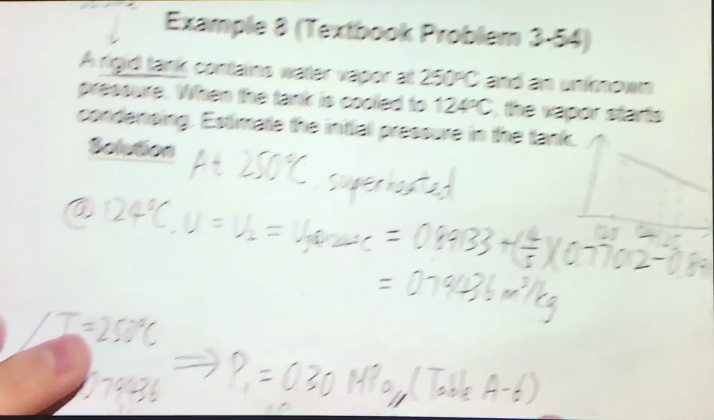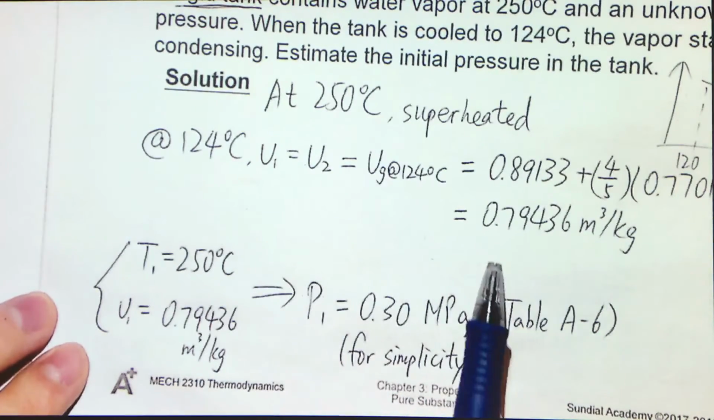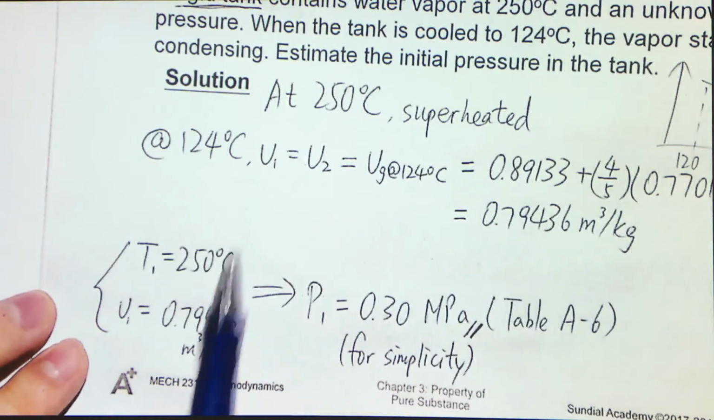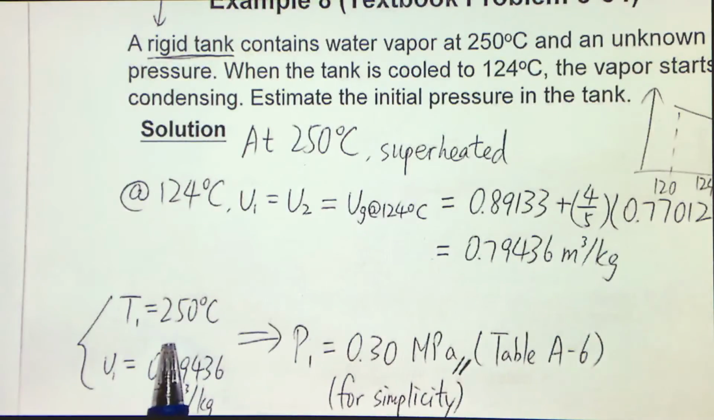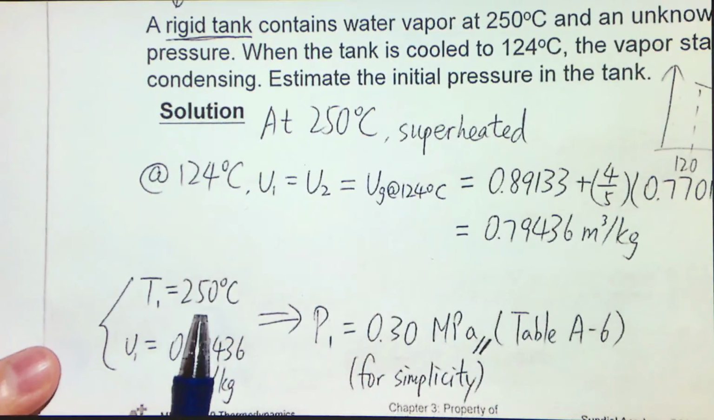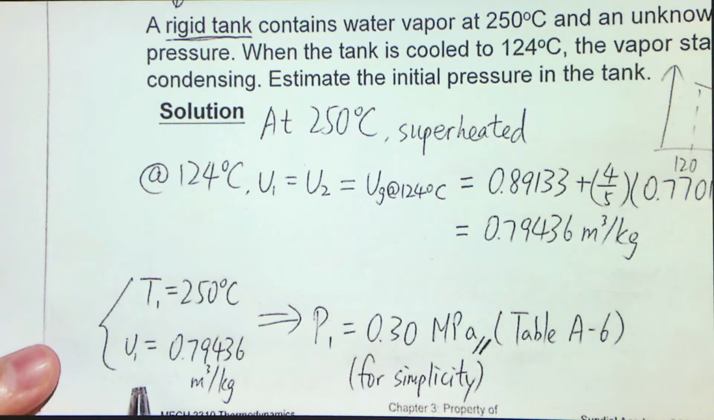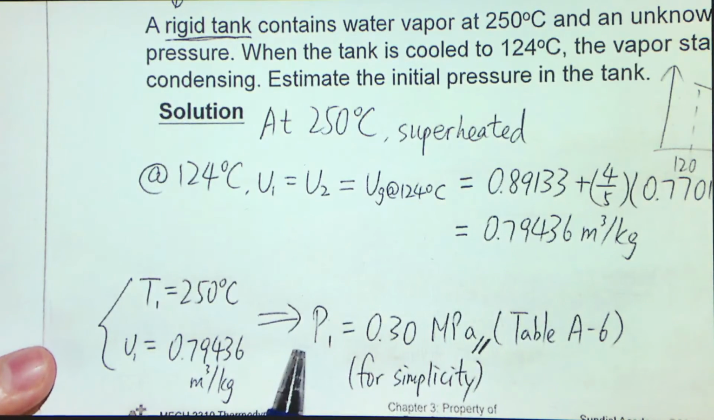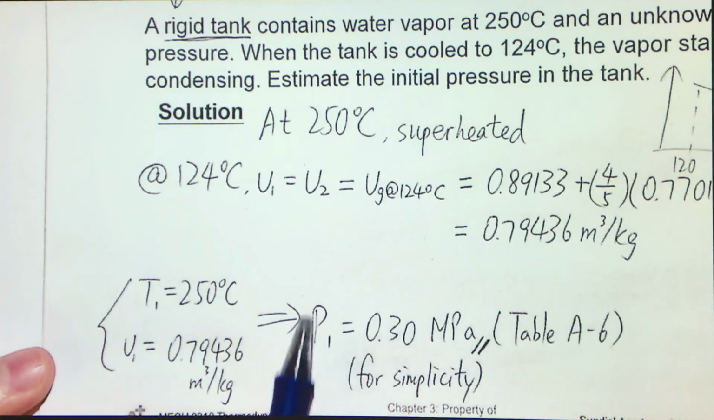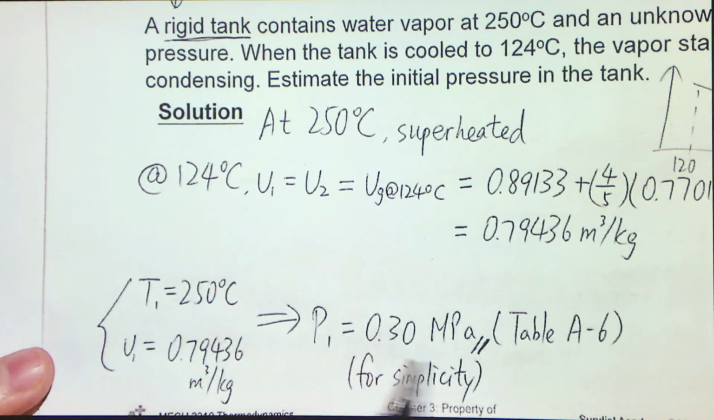We have got the specific volume, and with this temperature and this specific volume, we can fix the state because we have two independent and intensive parameters. You check the table, and you will find that for simplicity, it will be this value from table A6. So we have finished example 8.